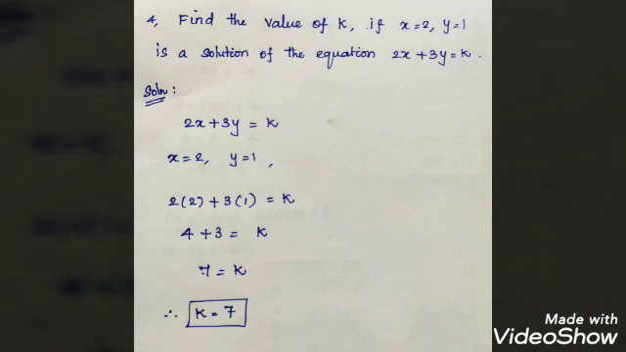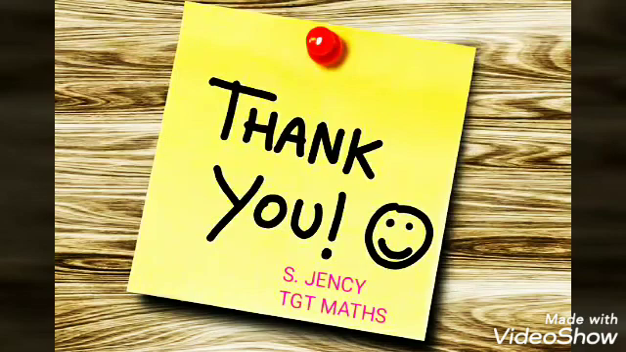So 2x plus 3y equal to k. What is your x value? 2, y value 1. Substitute in the equation: 2 into 2 plus 3 into 1 equal to k. 2 into 2 gives you 4. 3 into 1 gives you 3, equal to k. So 4 plus 3, 7, equal to k. So the value of k is equal to 7.